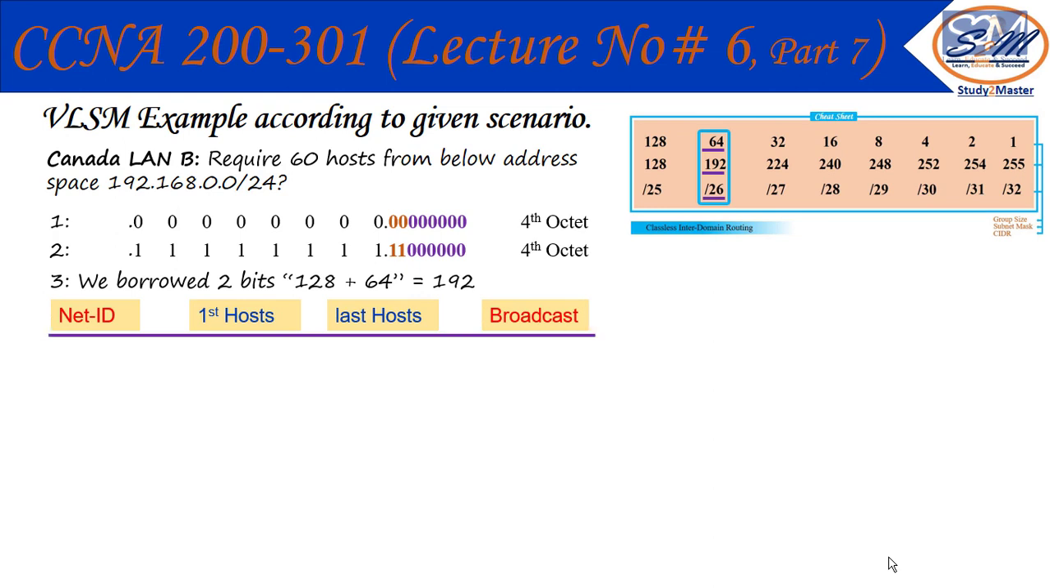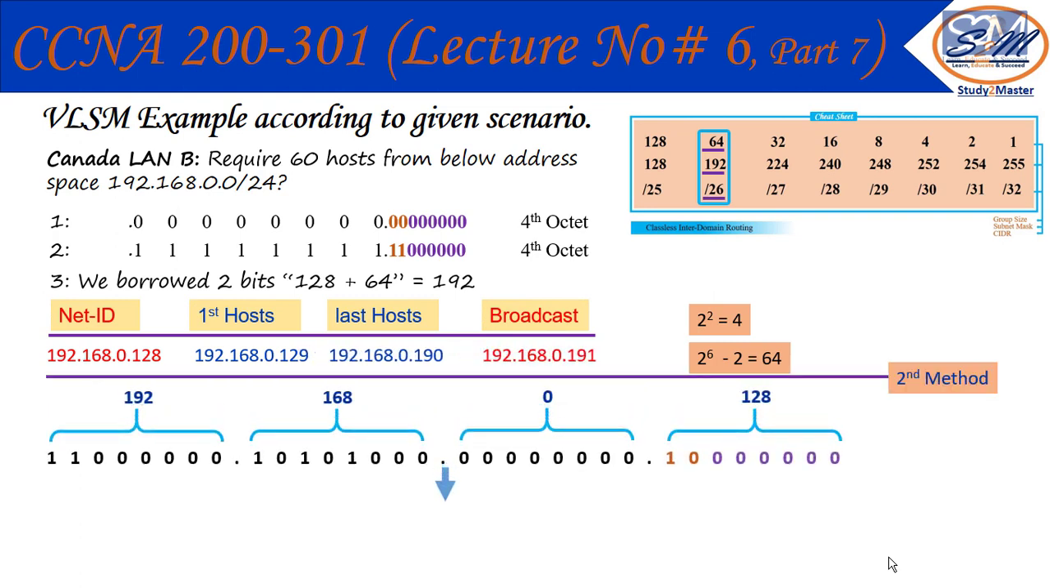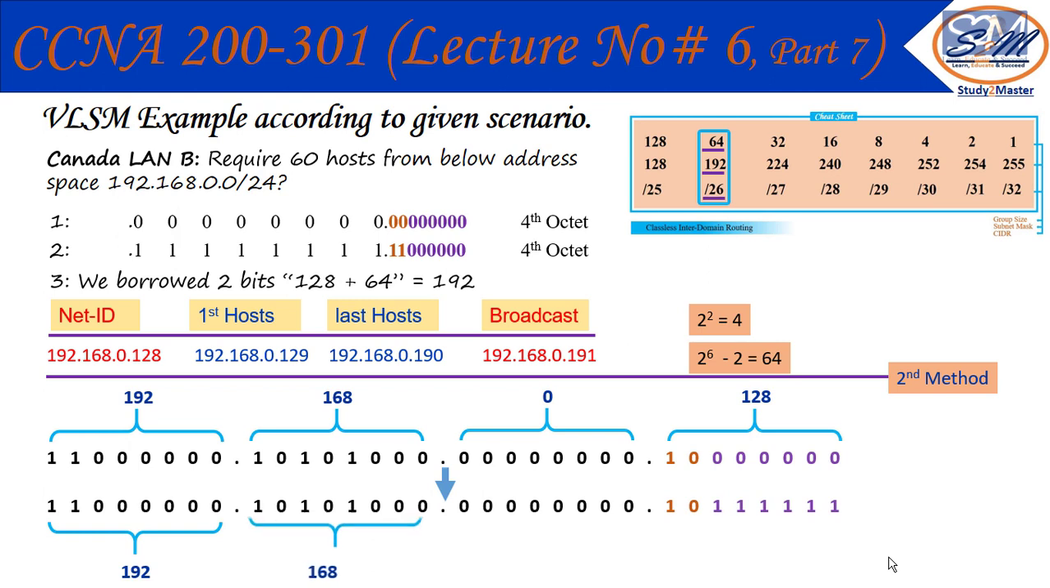So the CIDR will be /26, the first usable address, the last usable address, and the broadcast address. As I told you, we should play with the finger game. 2 to the power of 2 is equal to 4, and 2 to the power of 6 minus 2 is equal to 62. It means now we have 4 networks. Each network will have 64 IP addresses.